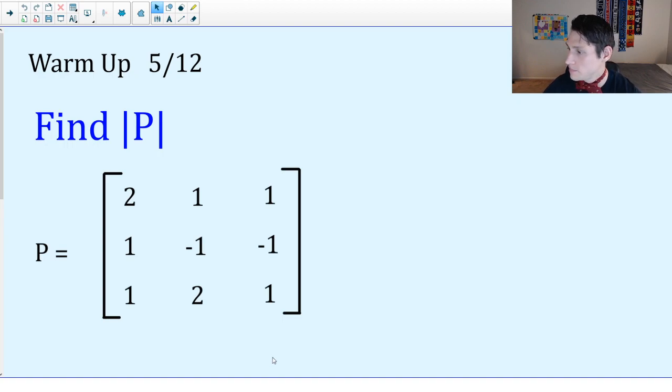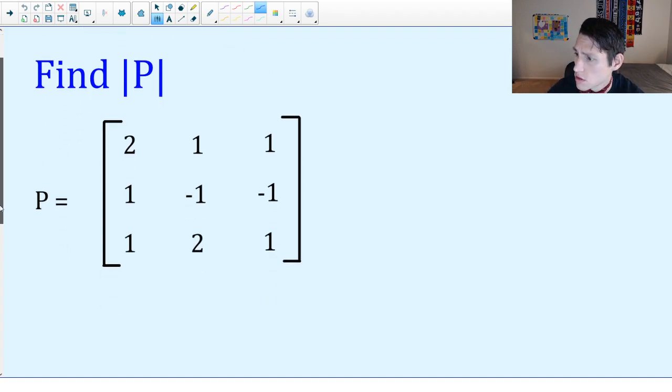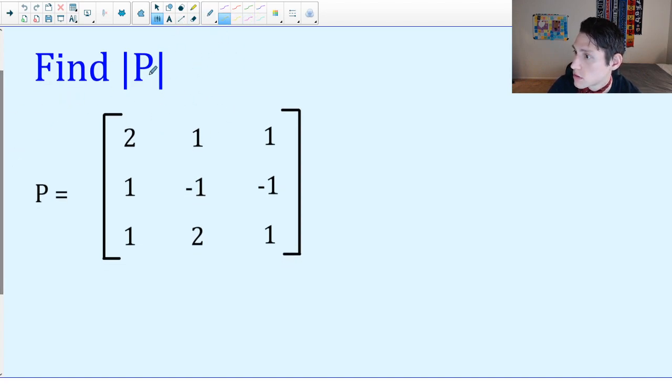Okay. All right, let's do this. So, we talked about 3x3 determinants yesterday, which also used 2x2 determinants. So let's do our warm-up, which is just more practicing of finding that determinant. So the determinant of P, that's what these bars mean.